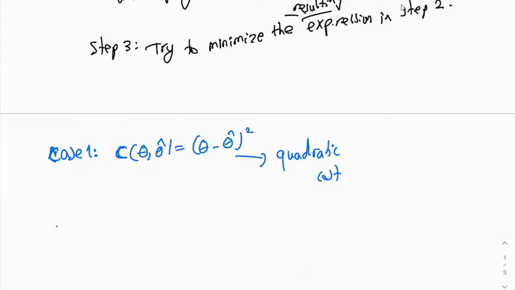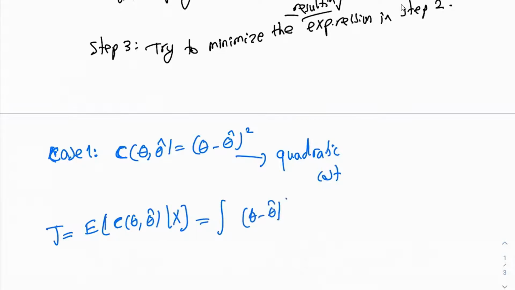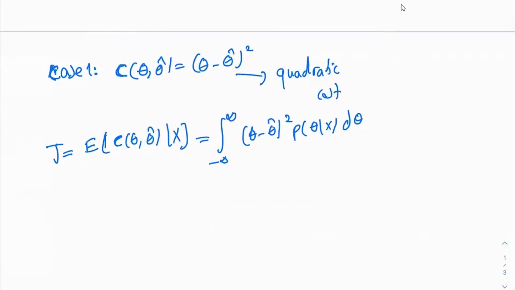Right? Again, let's call it J as for the objective and convention. C of theta hat given x is equal to the integral from negative infinity to infinity of theta minus theta hat squared times p of theta given x d theta. Good. If you are not given a domain, we just put it negative infinity to infinity, right, all theta. Okay, great. So this is step 1. Now step 2, let's simplify this. So this is step 1 and 2.